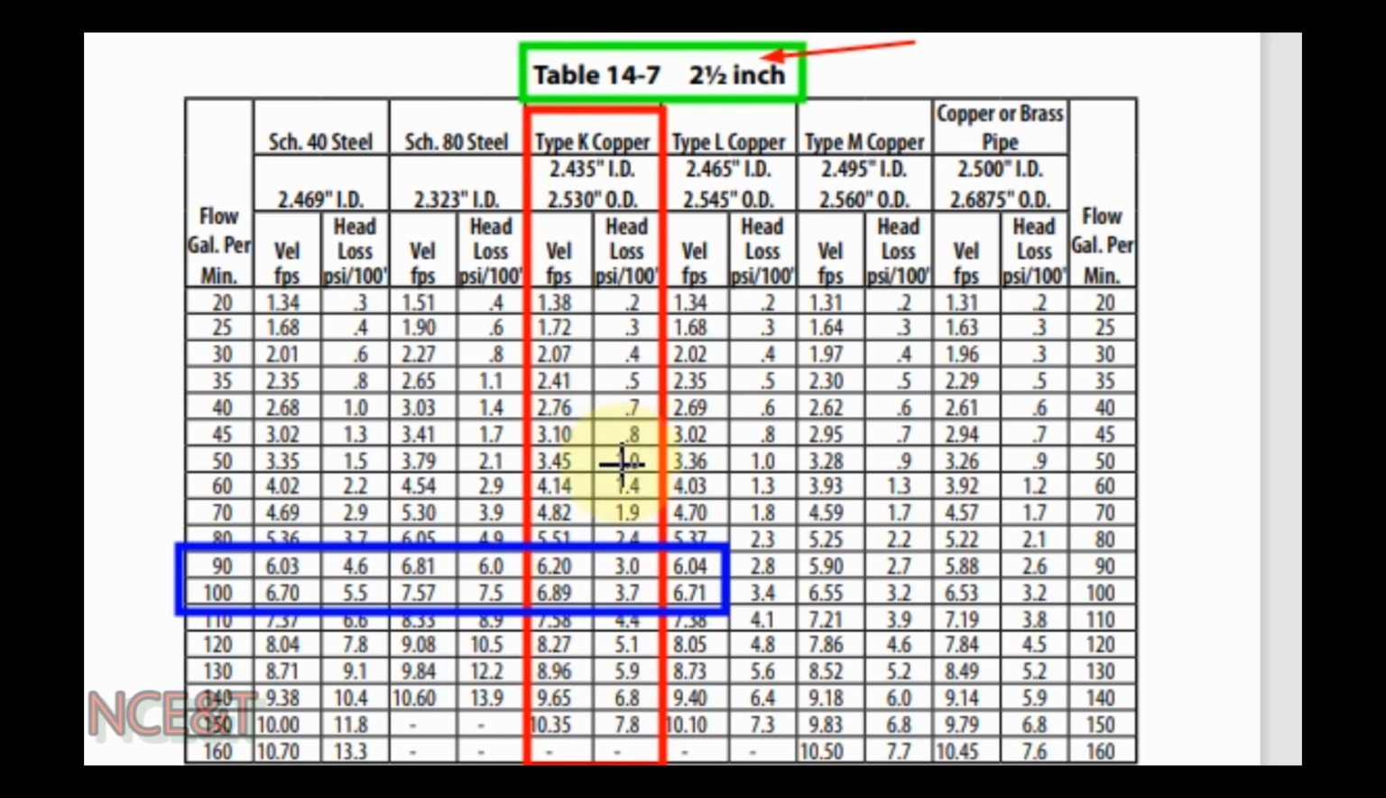For the pressure drop, for 90 GPM we have 3 psi per 100 feet, and for 100 GPM we have 3.7 psi per 100 feet. So both values are inside the maximum limit. So we can select the pipe size 2.5 inch for a GPM of 93.8. To calculate the exact value of velocity and head loss, again we need to use the linear interpolation formula.